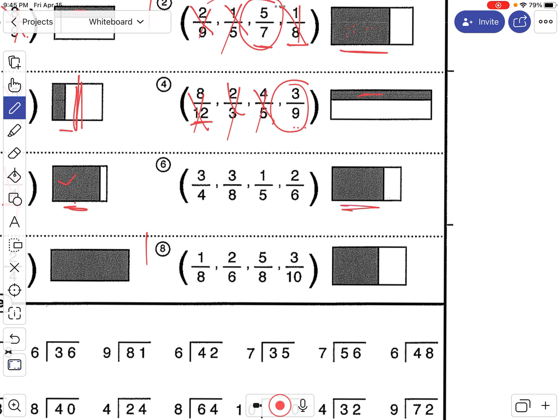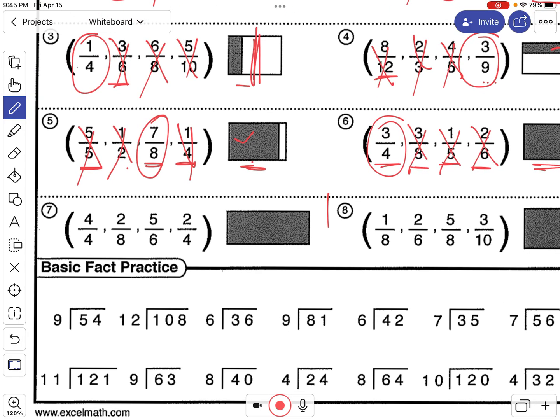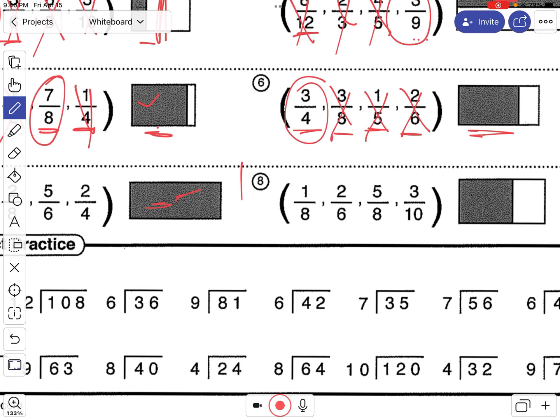That's most of it shaded. 3/4 makes sense. 3/8, that's less than a half. 1/5, that's hardly any part of it, right? Shaded. 2/6, less than a half. 3/4 is the only one that makes sense. Fix your paper if you're missing any of these. 4/4, that means the whole thing. Well, the whole thing is shaded. It's the only one that it can possibly be.